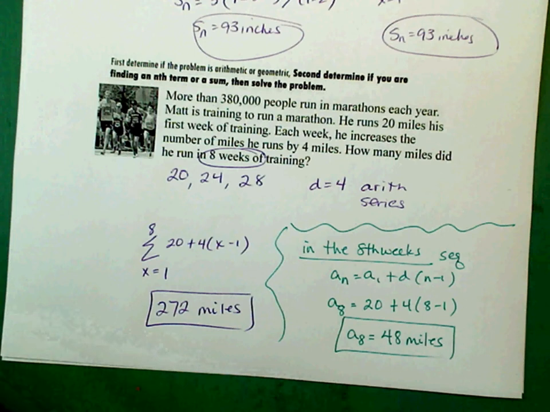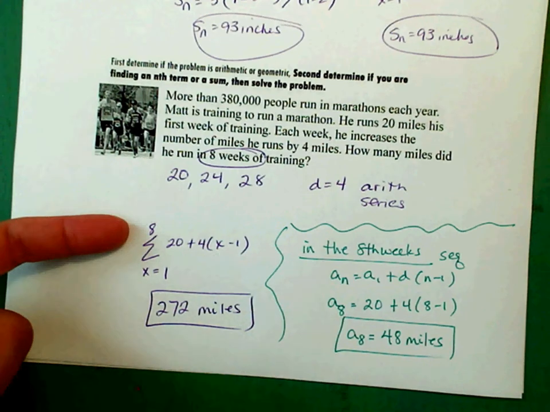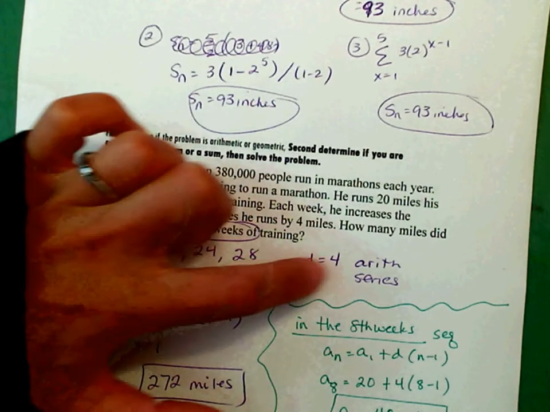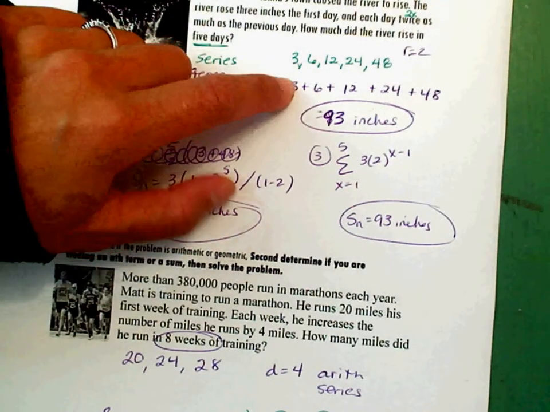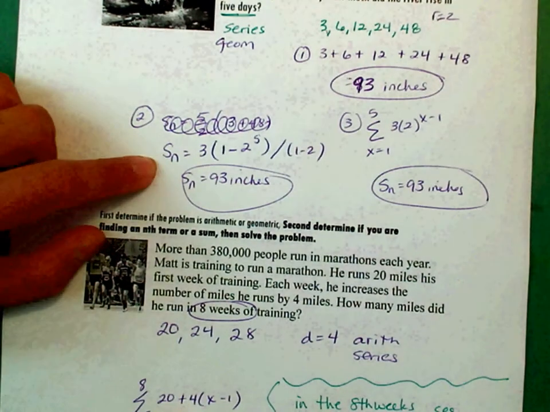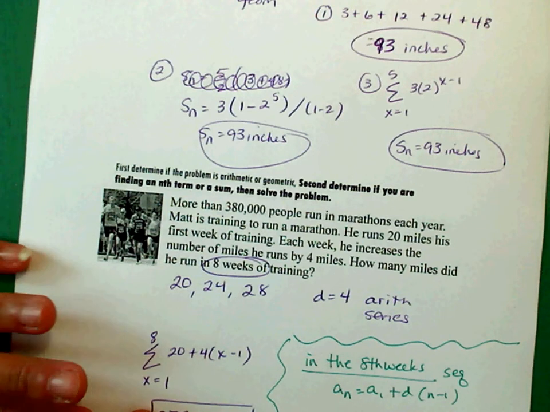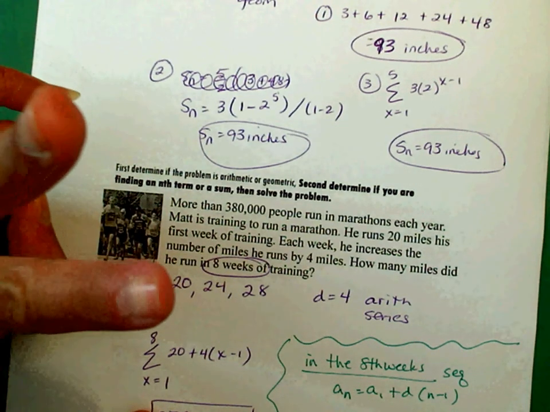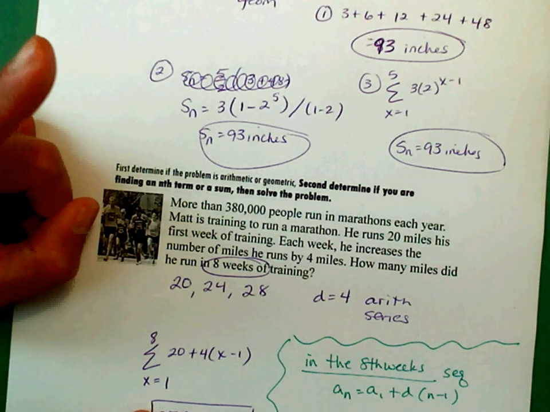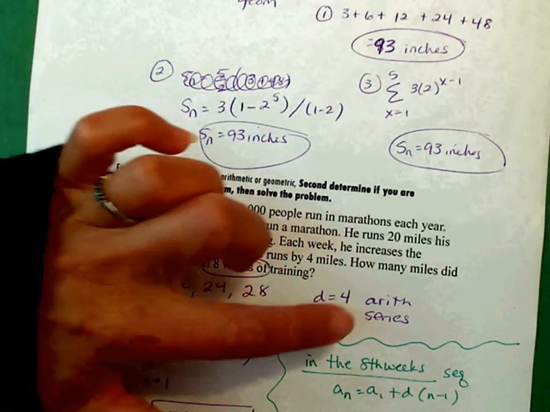Please show your work. I need to know how you set it up, because I could have used sigma. I could have kept doing this 8 times and added, or you could have used this method, S of n. So just show me which method you used. 2 things. Are they arithmetic or geometric? And are they sequences or series? You got to figure that out before you start any of these.